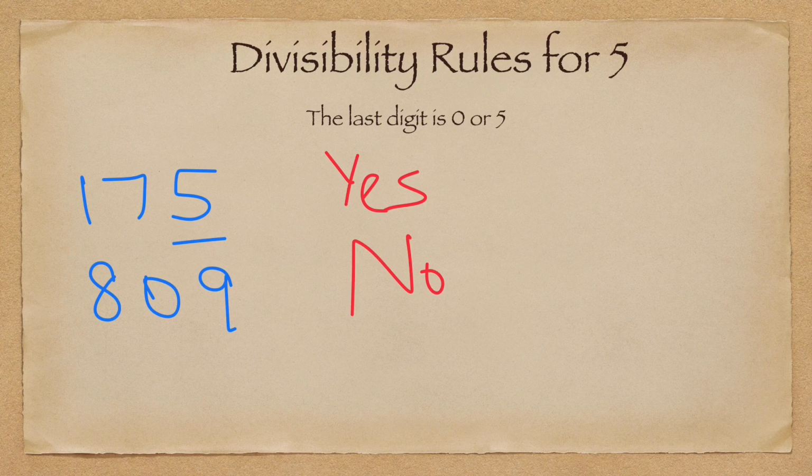Divisibility rule for 5. This is so simple. The last digit is either 0 or 5. Then for any big number, just by seeing it, we can say whether the number is divisible by 5 or not.